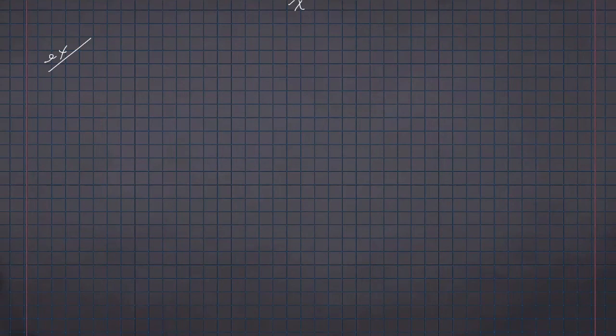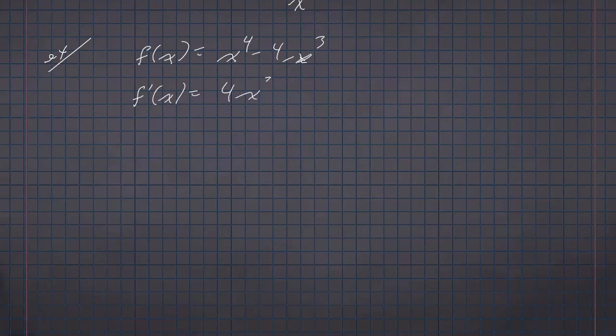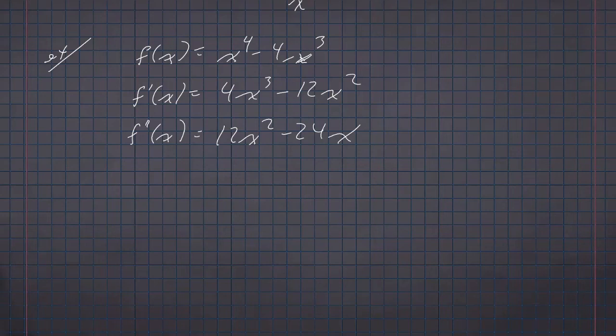So for example, let's go back to the same function that we were just working with. F of x is x to the fourth minus 4x cubed. We already established that the derivative here is 4x cubed minus 12x squared, and the second derivative is 12x squared minus 24x. We used the second derivative to identify points of inflection already.